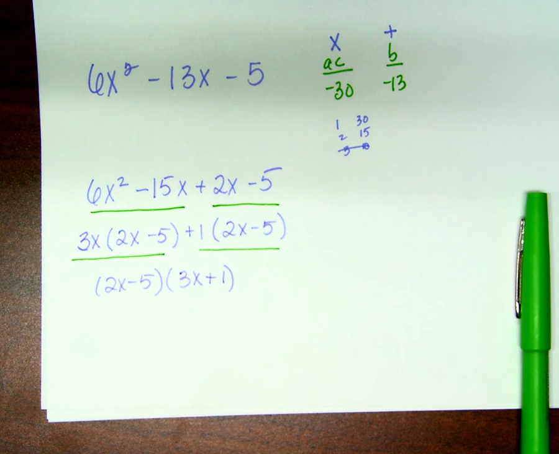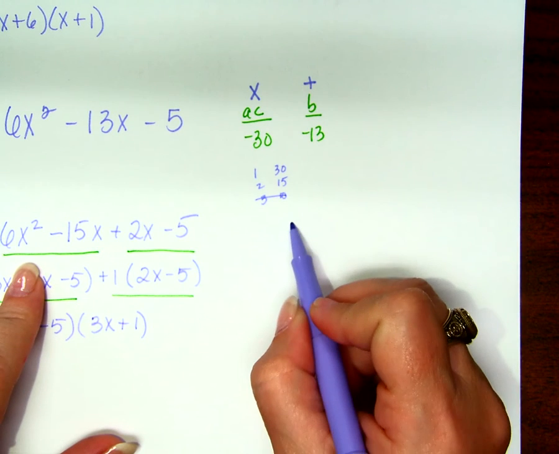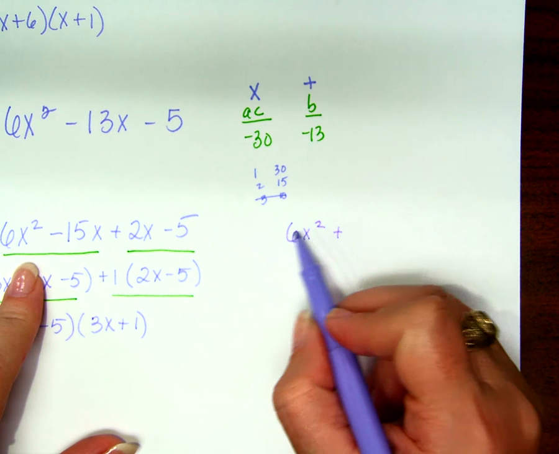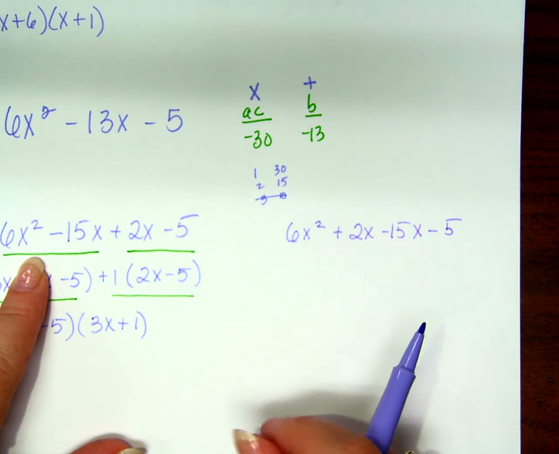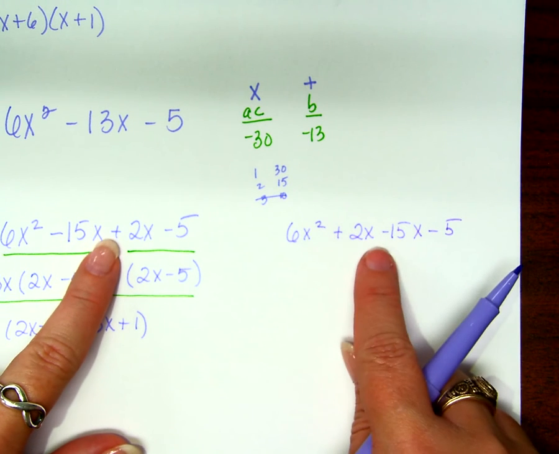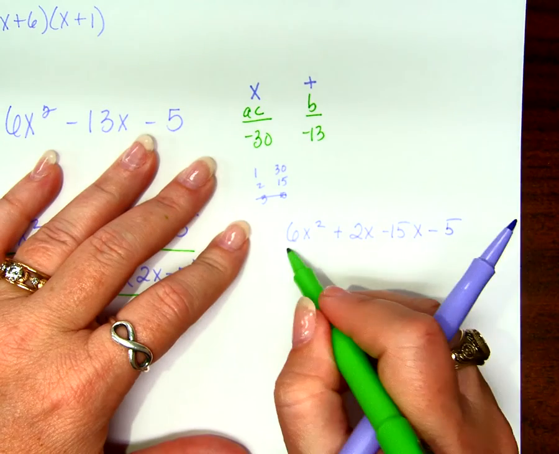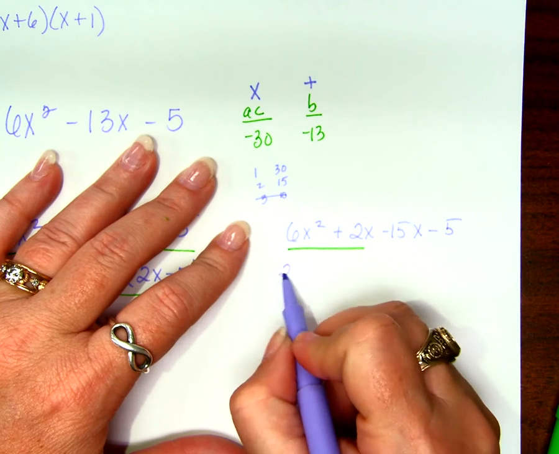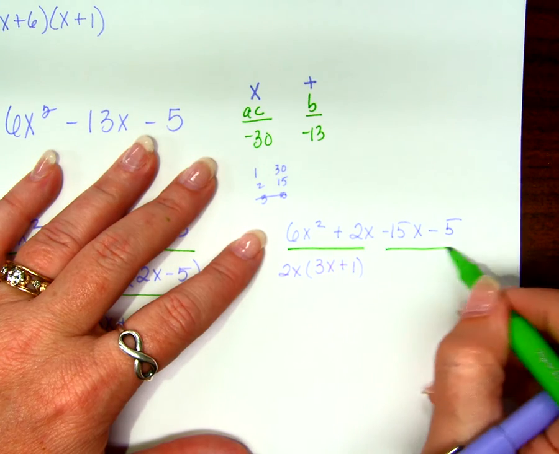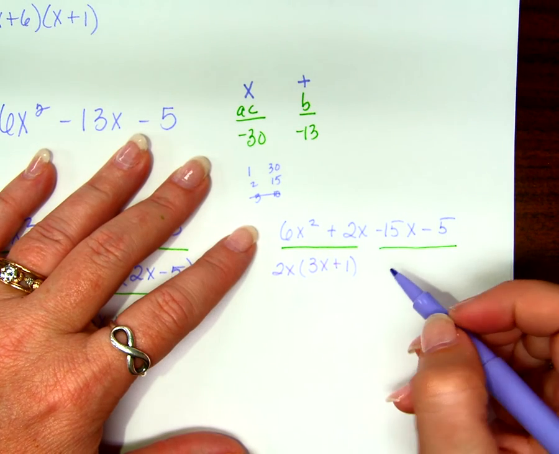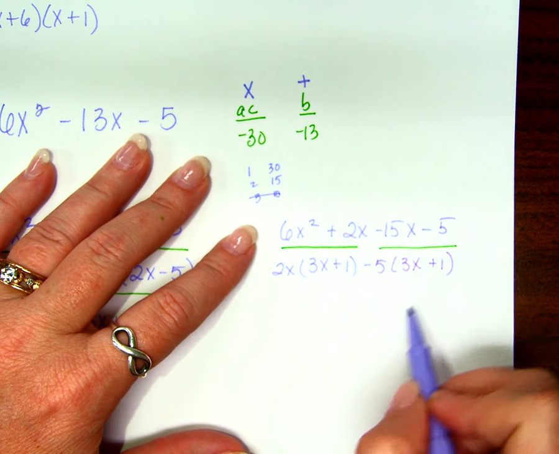Can I show you something real quick? You don't have to write this down if you don't want to, but let me show you something. What if I would have said this? 6x squared plus 2x minus 15x minus 5. See what I did? Are you positive it would be the same thing? Well, can I show you? Common in these is 2x. What's left is 3x plus 1. Common in these two is what? Negative 5. 3x plus 1, thank you.